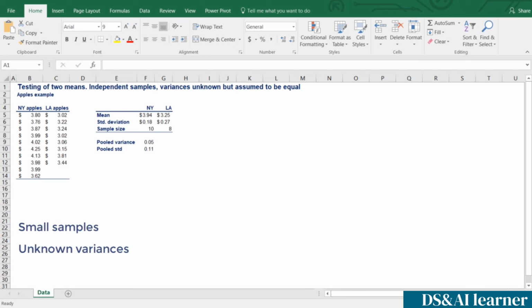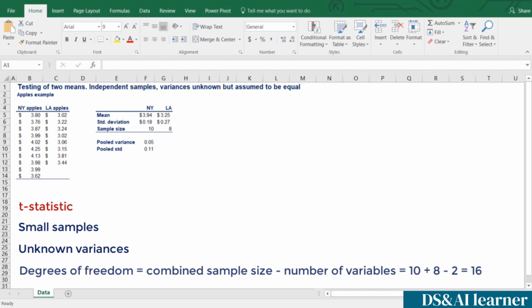Small samples, variance unknown. Which statistic do we need? Exactly, it's the t statistic again. How many degrees of freedom? You may recall it from earlier. It was the combined sample size minus the number of variables. So 10 plus 8 minus 2, which gives us 16.